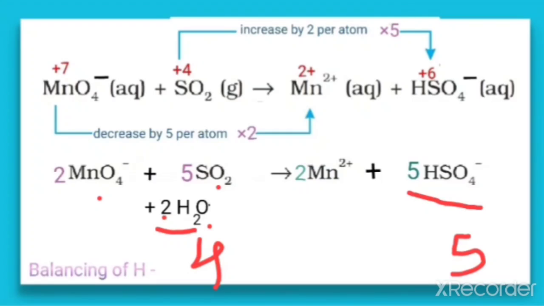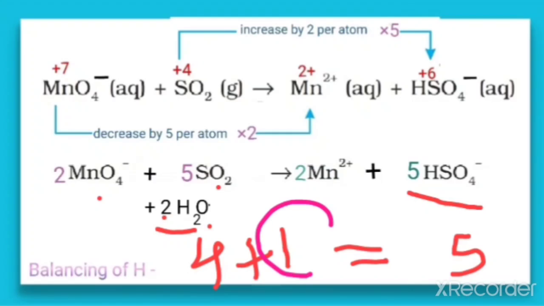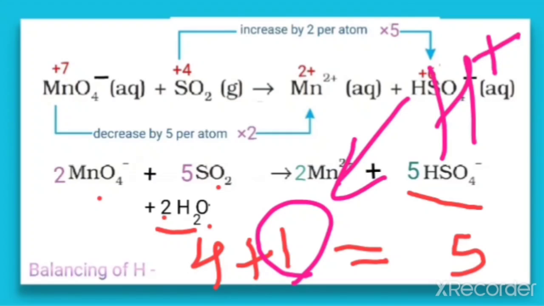Here the number of hydrogen on the left hand side and right hand side are not equal. So what we need to do? We have to equate these numbers. So how can we equate them? When we add 1 here, the number of hydrogen on the left hand side and right hand side will be equal. So here there is a deficiency of a single hydrogen on the left hand side. That means according to the rule, what we have to add? We have to add H positive on the deficient side.